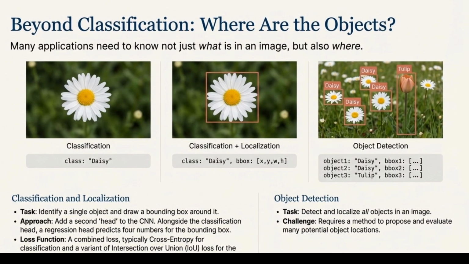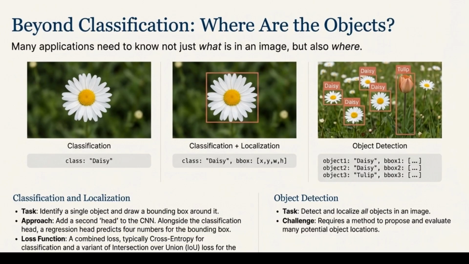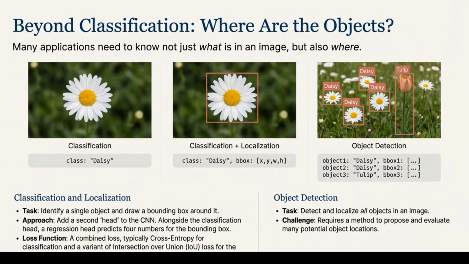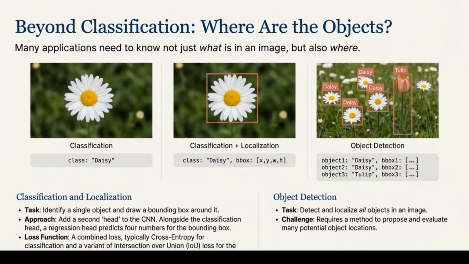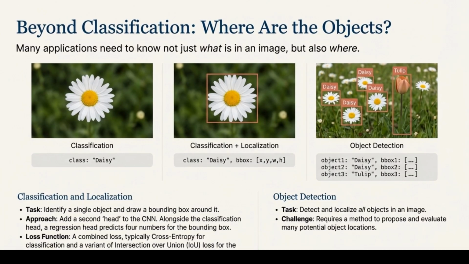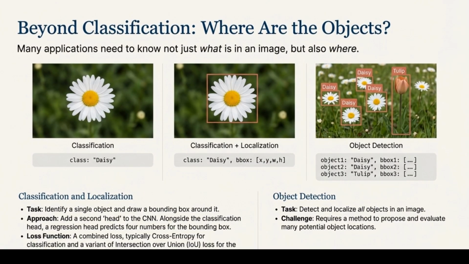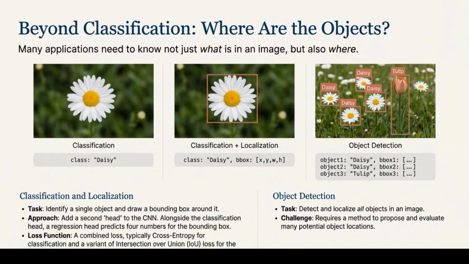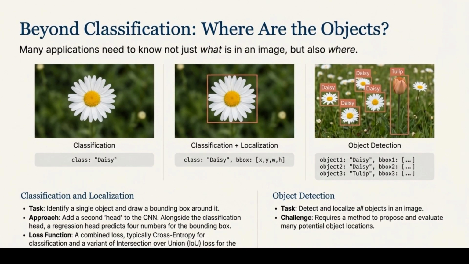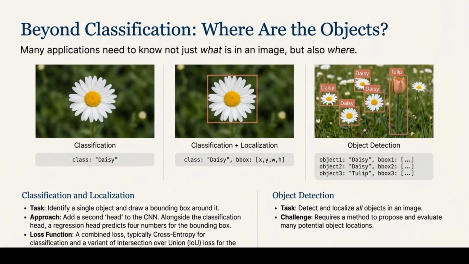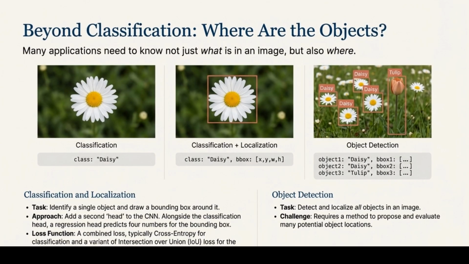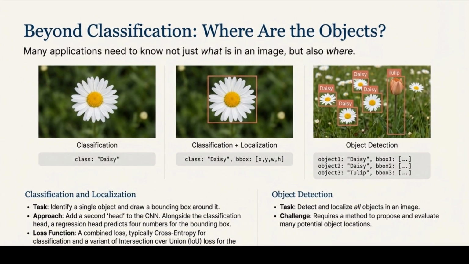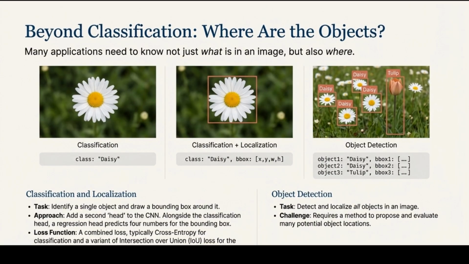The second, more complex task is object detection. The goal here is to detect and localize all objects of interest in the image, often resulting in multiple boxes and multiple labels, as seen on the right. This is a much greater challenge because it requires the network to propose and evaluate many potential object locations simultaneously, which demands highly efficient and sophisticated architectures, leading us to our next topic.